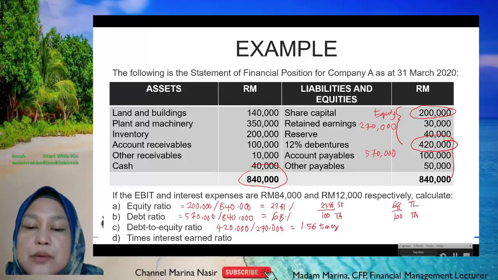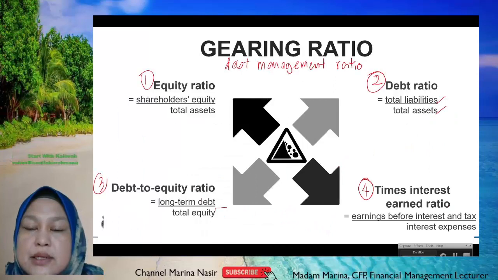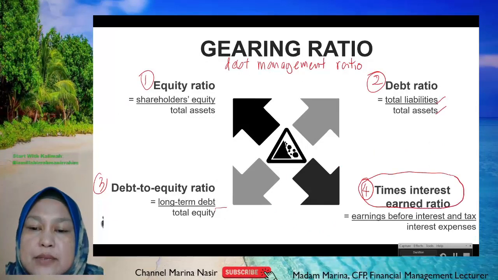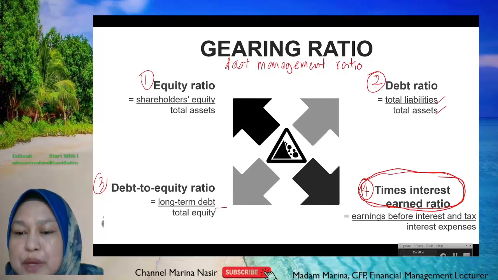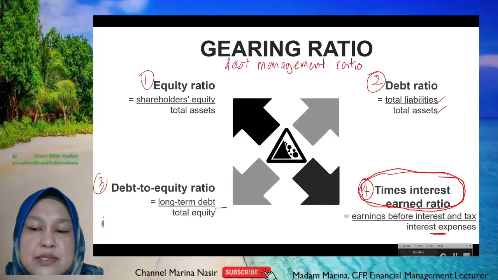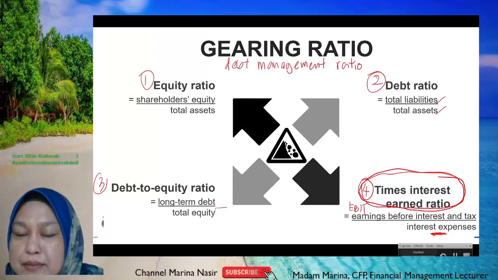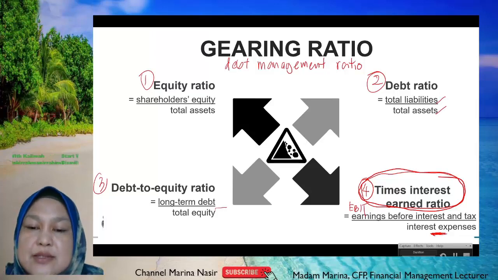Okay, so the last one, time interest earned. Why do we have to calculate time interest earned? This ratio measures our ability to pay interest expenses. Mampu tak mampu bayar interest expenses ni. This is the formula, earning before interest and tax. The short form for this is EBIT.